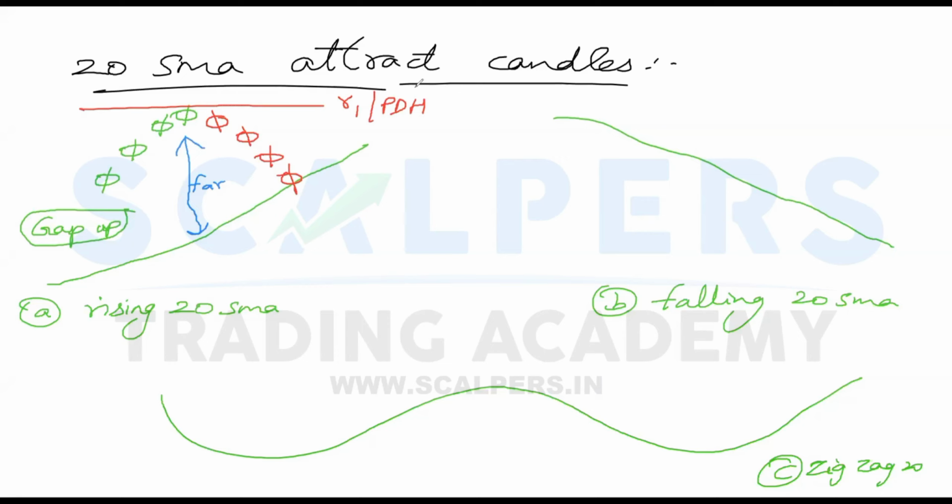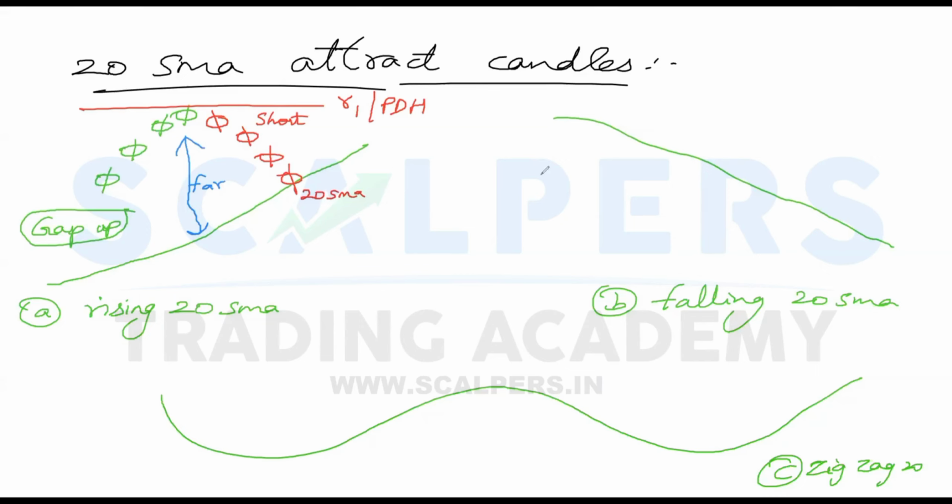And when you see some good size red candle, you can go for a short. This is for a short opportunity. What is your target? Your target is the 20 SMA. This is a very quick scalping. This is a risky scalping. So you need a lot of practice. Initially, don't try this.